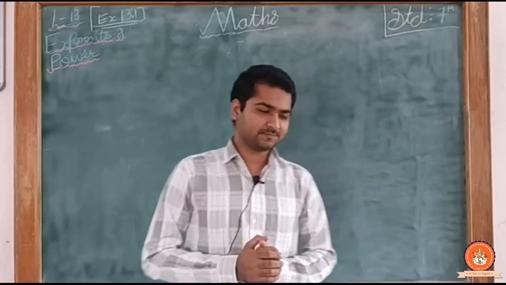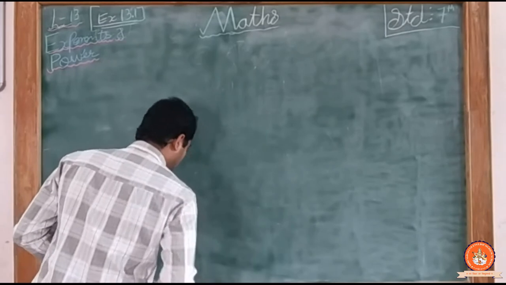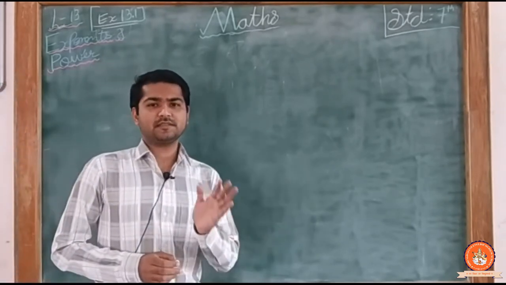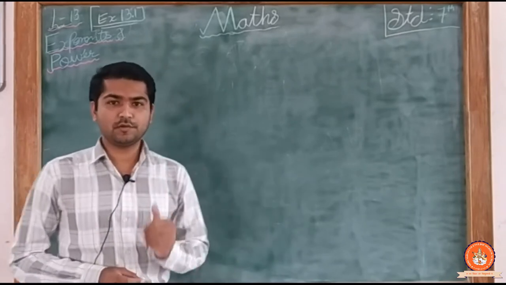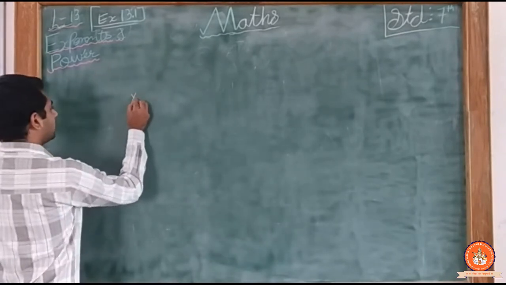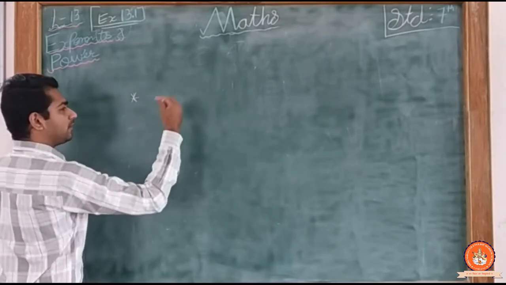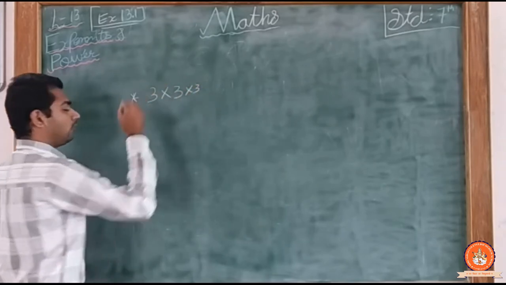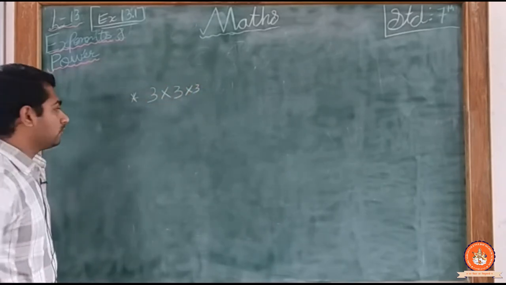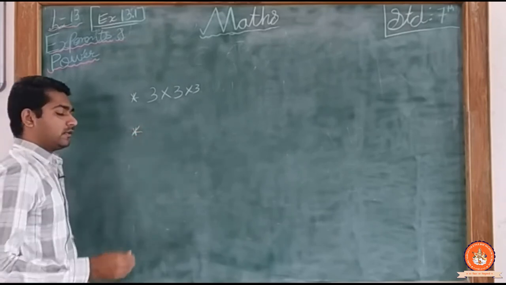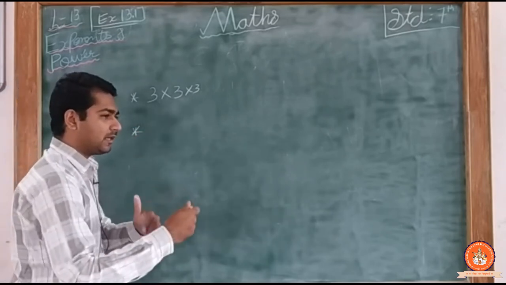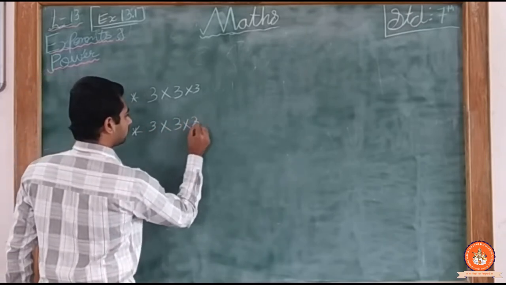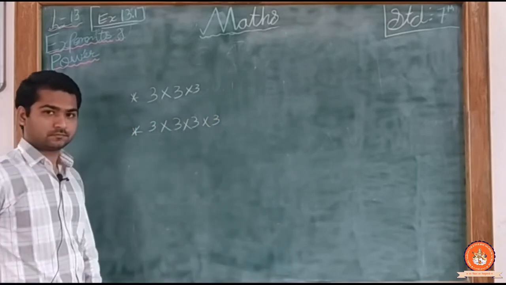So let's start. When I ask you, students, 3 multiplied by 3 multiplied by 3, what will you do? You will write 3 multiplied by 3 multiplied by 3. If I ask you, 3 multiplied by 3 multiplied by 3 multiplied by 3, 4 times, you will write like this. Correct?